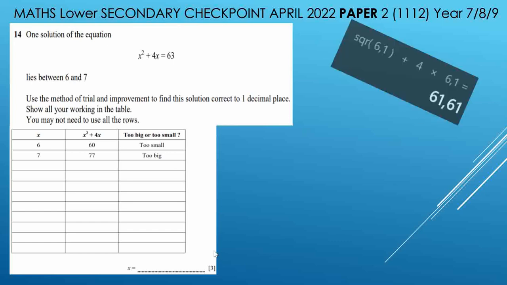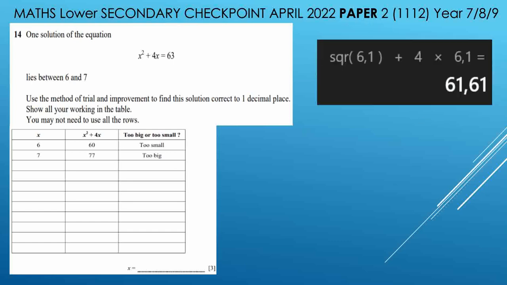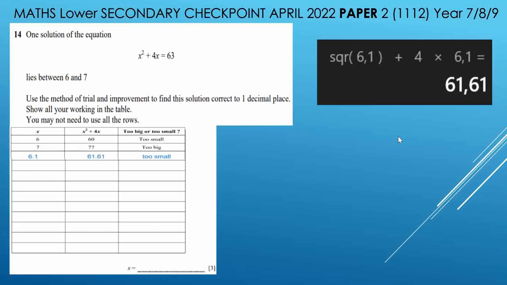So here is how we find the answer. We start from 6.1 because it's between 6 and 7. 63 is between 60 and 77. So if we count with a calculator, we get this one, and we put down the data here. If 6.1, the result will be 61.61, which is too small, smaller than 63.